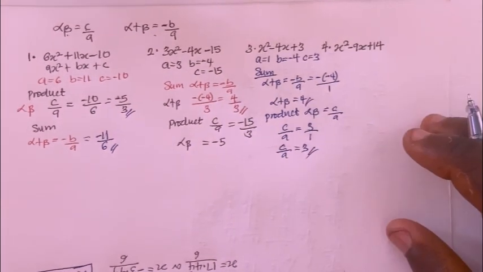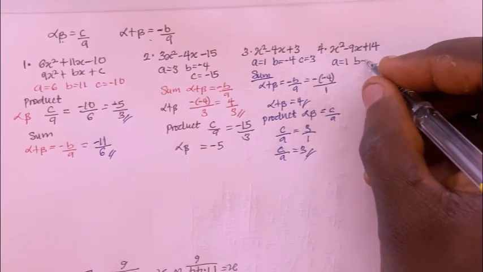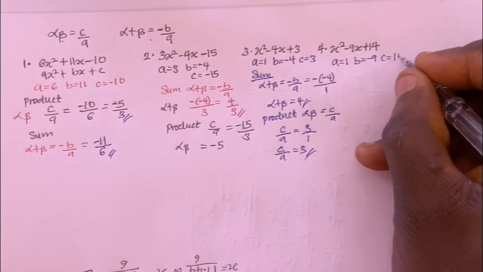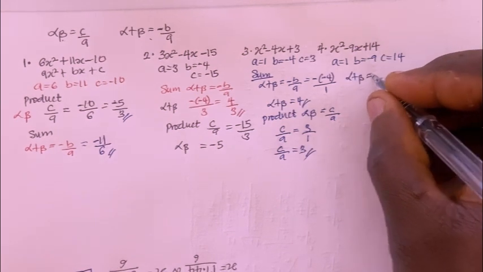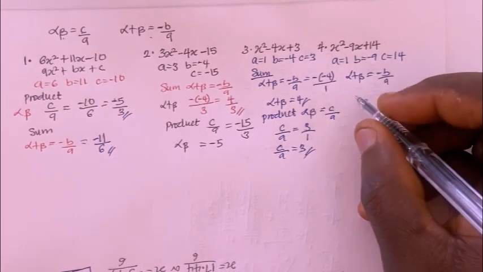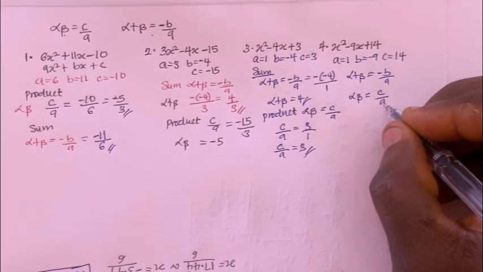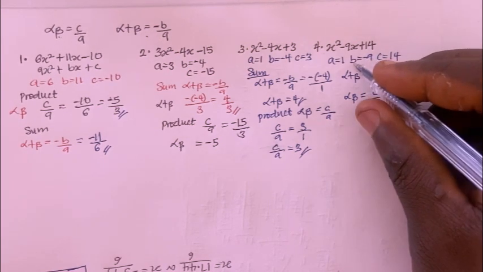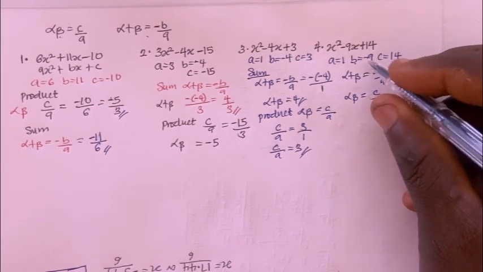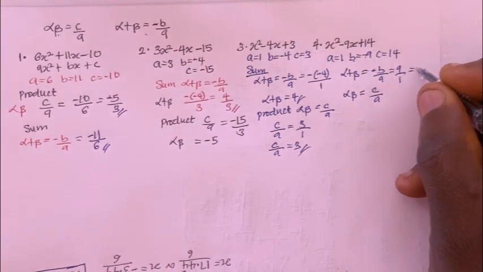Now let's move to the last one. So here I'm going to have a equal to 1, b equal to -9, and c equal to 14. Here the sum of the roots is alpha plus beta, which equals -b over a, while the product of the roots is alpha beta, which equals c over a. Now listen, this is minus b, so b is minus 9, then minus times minus is going to give me a plus, so 9 divided by 1, which is simply 9.